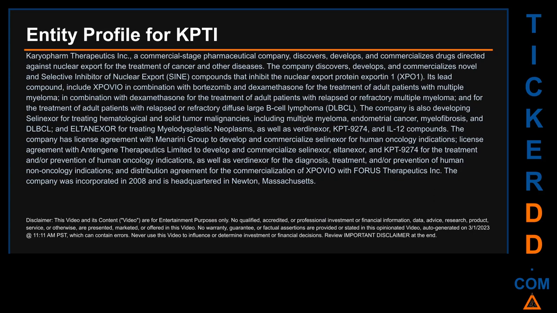Its lead compounds include XPOVIO in combination with bortezomib and dexamethasone for the treatment of adult patients with multiple myeloma, in combination with dexamethasone for the treatment of adult patients with relapsed or refractory multiple myeloma, and for the treatment of adult patients with relapsed or refractory diffuse large B-cell lymphoma (DLBCL).